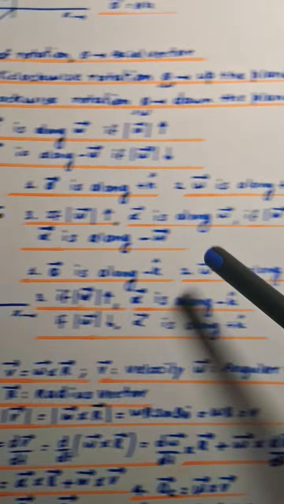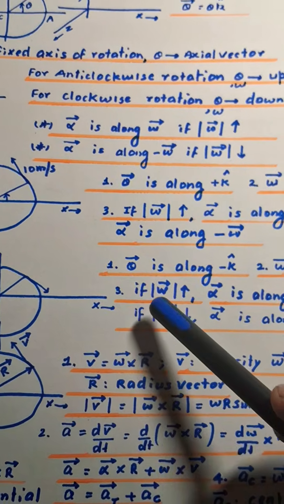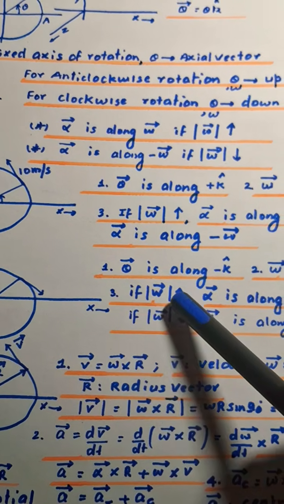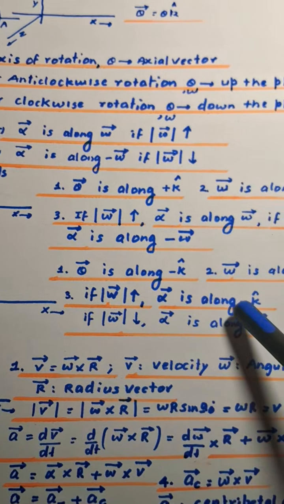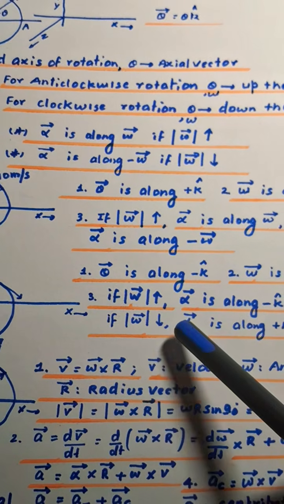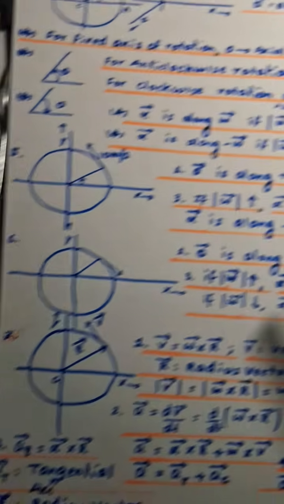Omega is along minus k cap. And the third consideration will be: if the magnitude of omega increases, then alpha is along minus k cap, and if its magnitude decreases, alpha is along plus k cap.